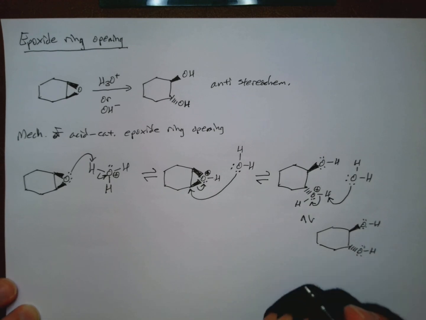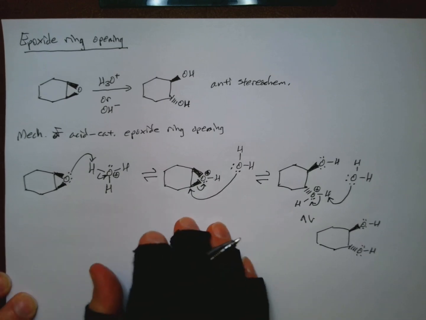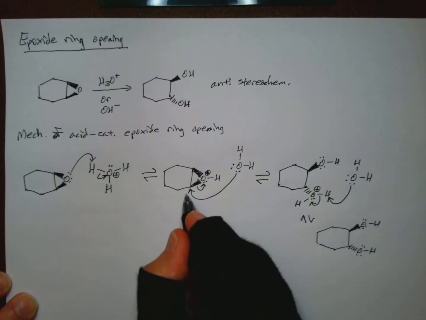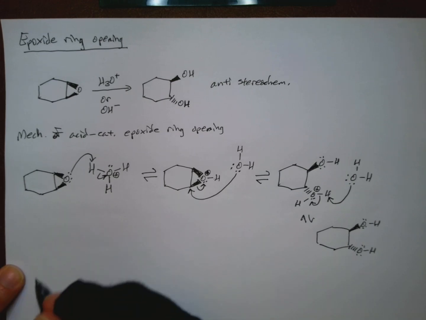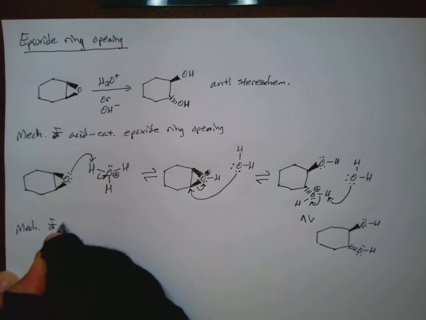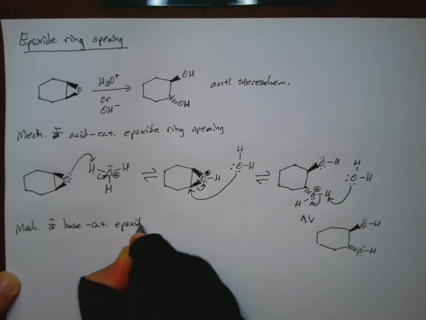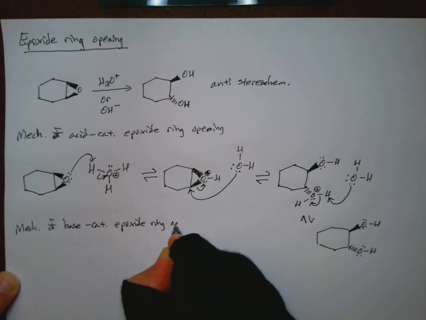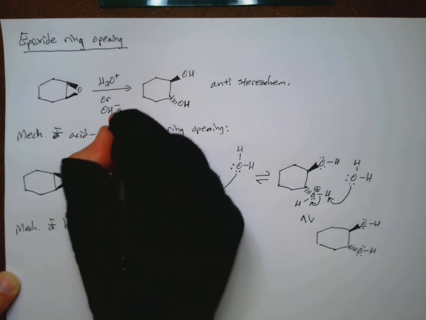Now, there's a couple of things to note here. One is that when you open in acid, you're going to add the water to the more substituted. So, well, I'll summarize that later, I think, actually. Let's look at the mechanism of the base-catalyzed epoxide ring opening. And I should add in that we do need water present.